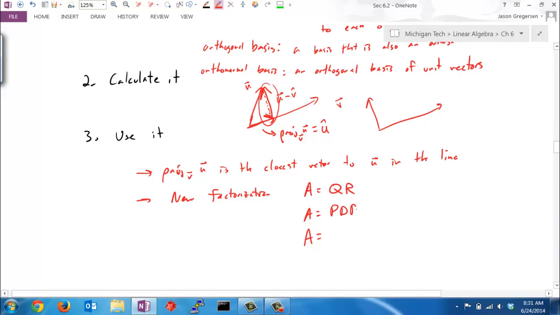Absolutely. P, D, P inverse. That's actually what I was looking for. LU is also a decomposition, but we won't talk about it right now. So what is P, D, P inverse? It's basically rewriting A in terms of a better basis. What was the basis we used here?